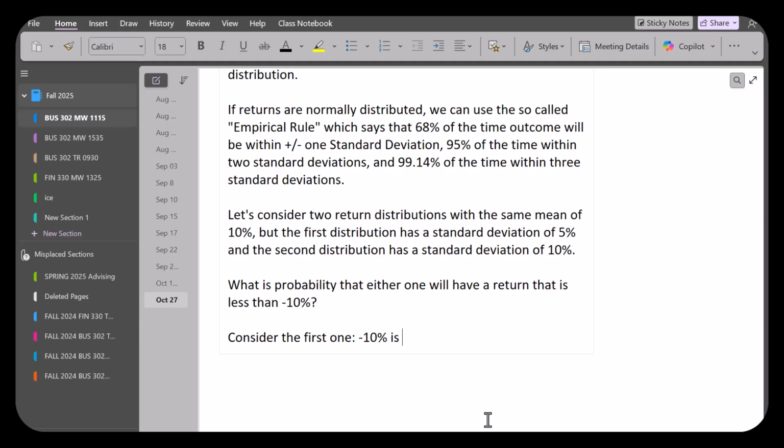Okay? Negative 10 is 4 standard deviations of the mean. For the second one, negative 10% is 2 standard deviations below the mean.